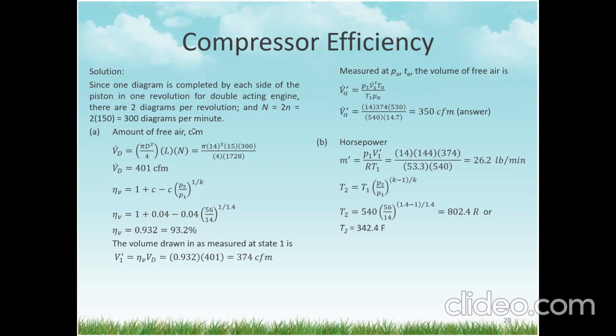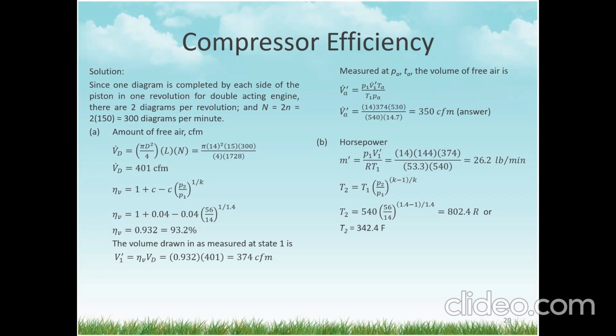So A, amount of free air. So V sub D prime is pi D squared over 4 times L N. So pi times 14 squared times 15 times 300 over 4 over 1728. Saan galing yung 1728? 14 is in inches, 15 is in inches, lalabas is cubic inch. So there are also 1728 cubic inch per cubic foot. Okay na? So V sub D is equal to 401 CFM.